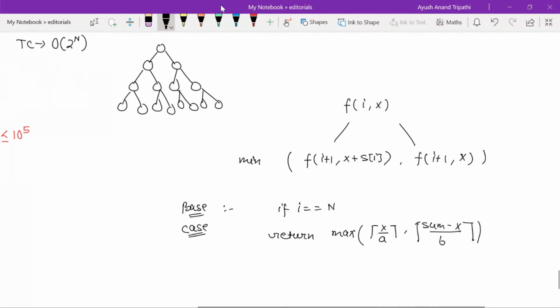Is it clear to everyone? And now the number of different states is 100 multiplied by 10 power 5. This is the time complexity which we can pass in 1 second.